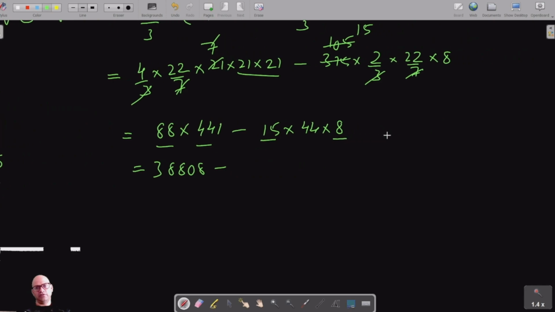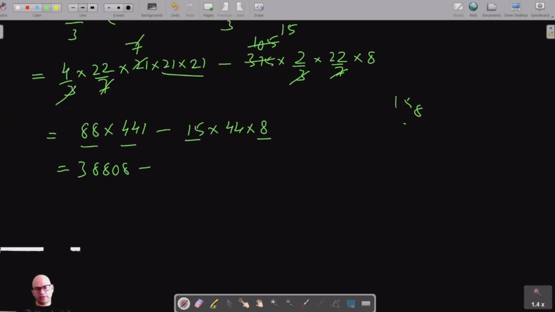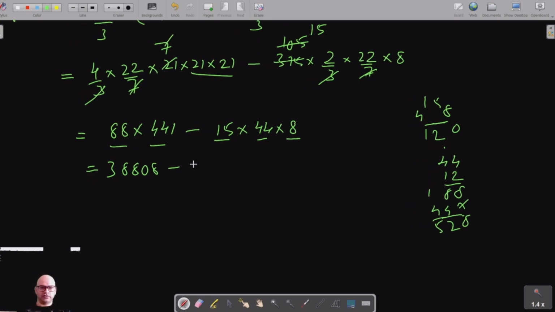Now 15 into 8 is 8 5s are 40 and 120. So let's multiply 44 with 12. So this is 88 into 44, and this is 528 millimeter cube.